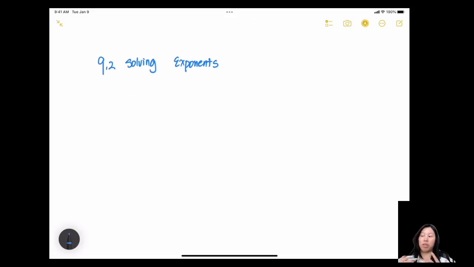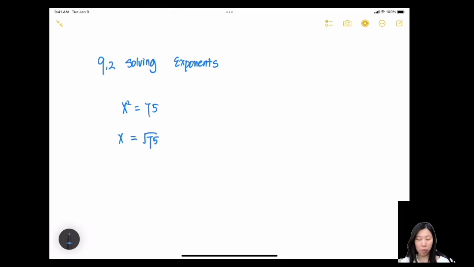Okay, so today the video is about 9.2, practice solving equations with exponents. The simplest one: x squared equals 75. How do you solve this? You take the square root on both sides, right? So I have x equals the square root of 75.